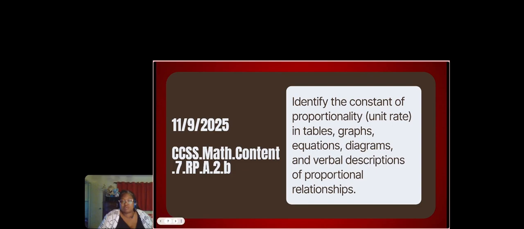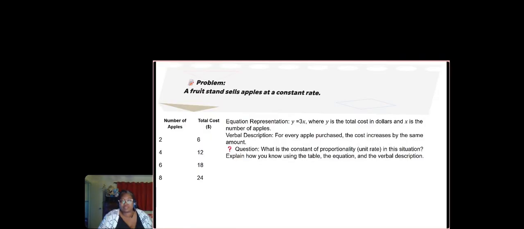So our problem for today is: a fruit stand sells apples at a constant rate. We can see that in the table here. For 2 apples it costs $6. For 4 apples it costs $12. For 6 apples it costs $18. And for 8 apples it costs $24.